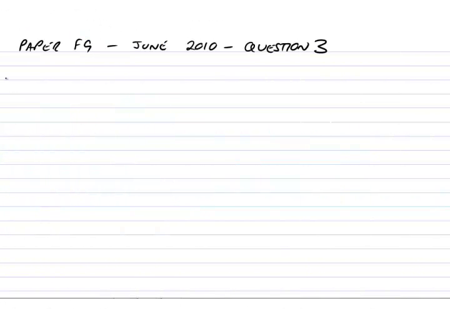Okay, we're going to go through question 3 of the June 2010 paper F9 exam. First of all, let's have a read of the requirements, as you would do in the 15-minute reading time. Always look straight to the requirements. Don't waste time yet looking at the body of the question.